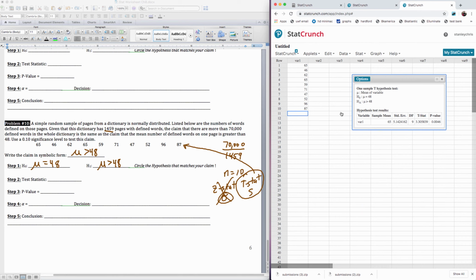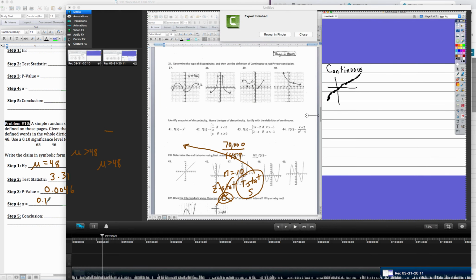So we got a T of 3.3, which you could think about like the Z's when we did a long time ago, when we were looking for something that was out of the ordinary. It was outside of 2 standard deviations. That'd be like this one right here. That's the p-value, which I just got from here. Now our alpha is 10% here.